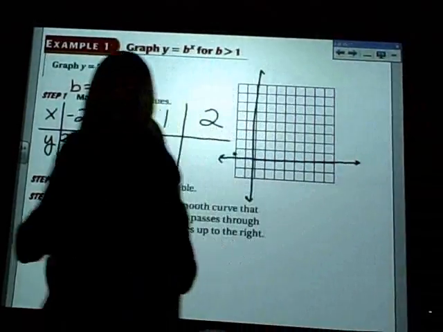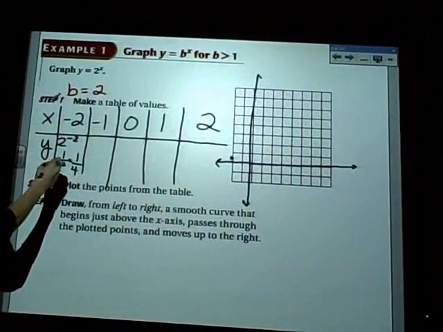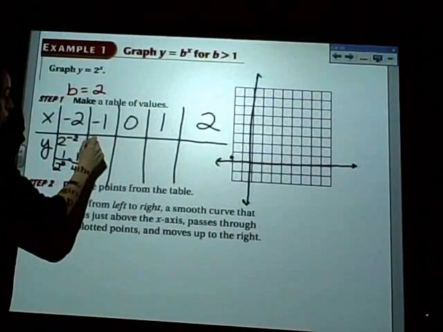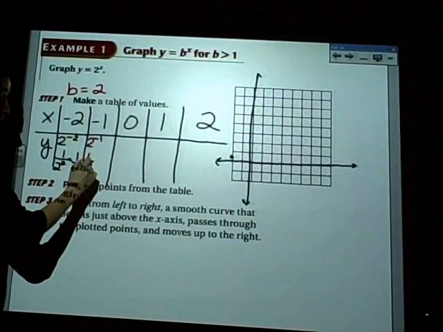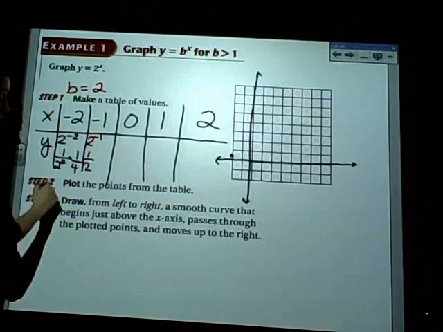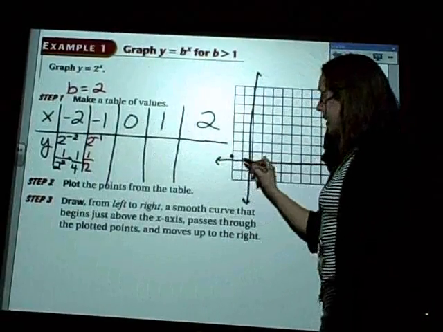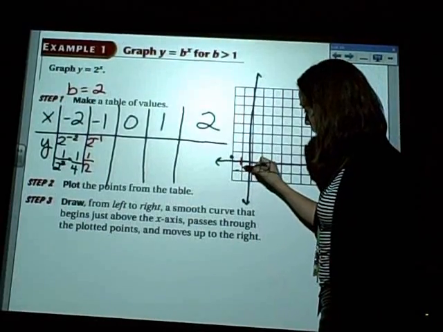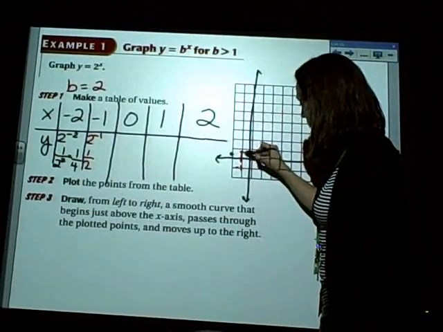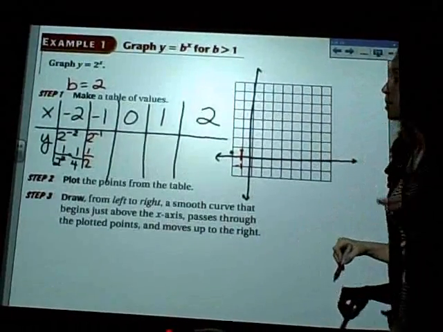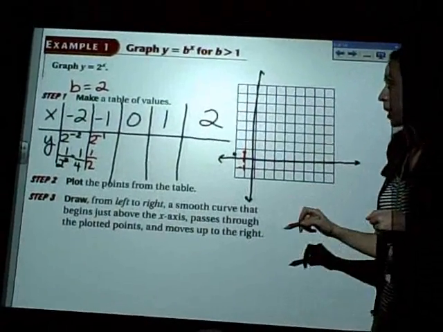Next one. Let's plug in -1 for x. We'll get 2 to the -1. That is the same, which you guys probably know, as 1/2. So let's plot our next one. We have the point (-1, 1/2), right about there, about halfway between there. Okay, remember we're kind of estimating for those, and that's okay. We'll have some other more exact points to kind of make up for that.